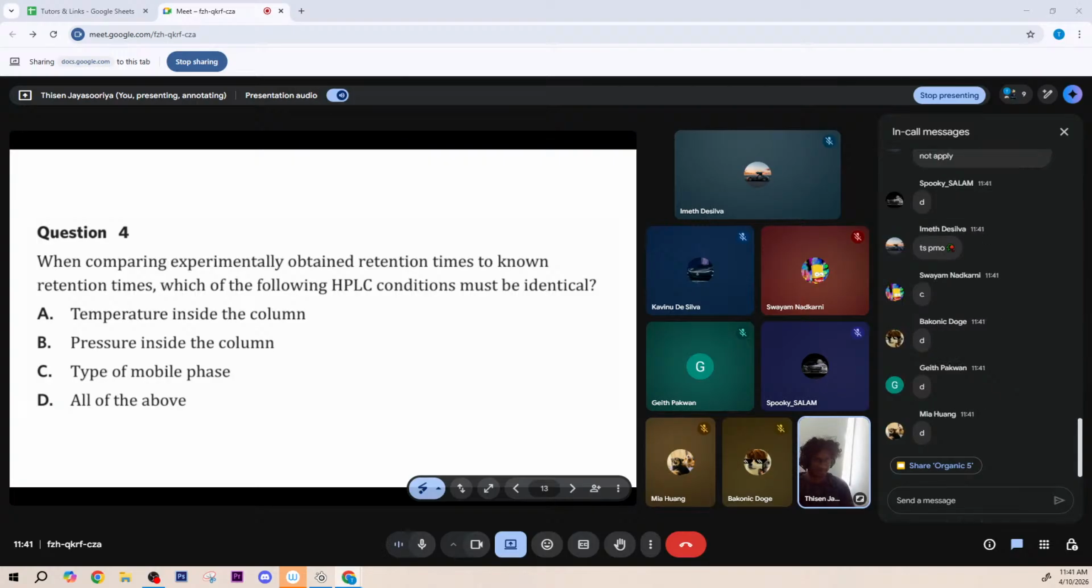Okay, D. So here, the answer is D. Everything needs to be the same. Nothing can be different. Everything needs to be the same in order to compare the retention times. If there's anything different, then it will be invalid to compare the retention times. Does that make sense, Swayam? Because all of these things will affect the retention time. Temperature inside the column will affect the retention time. Pressure inside the column will affect the retention time. Type of mobile phase will also affect the retention time. So all those things will affect the retention time.